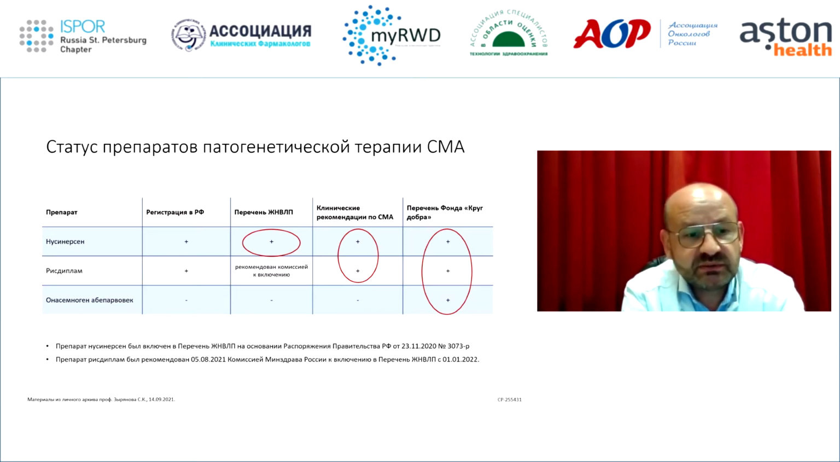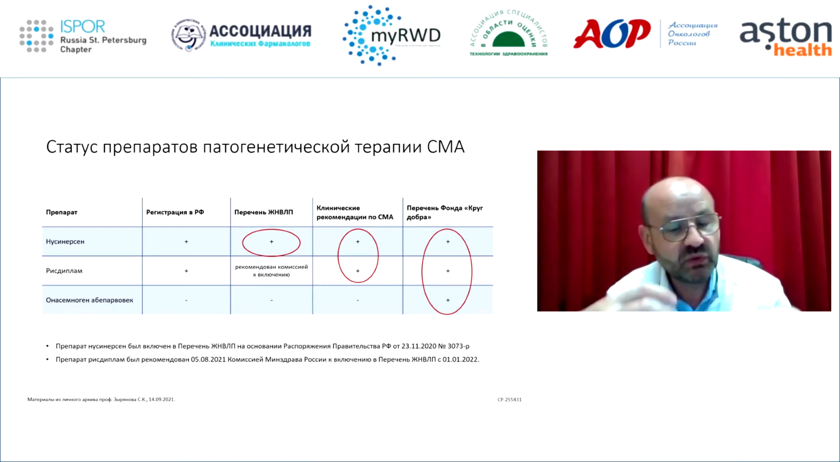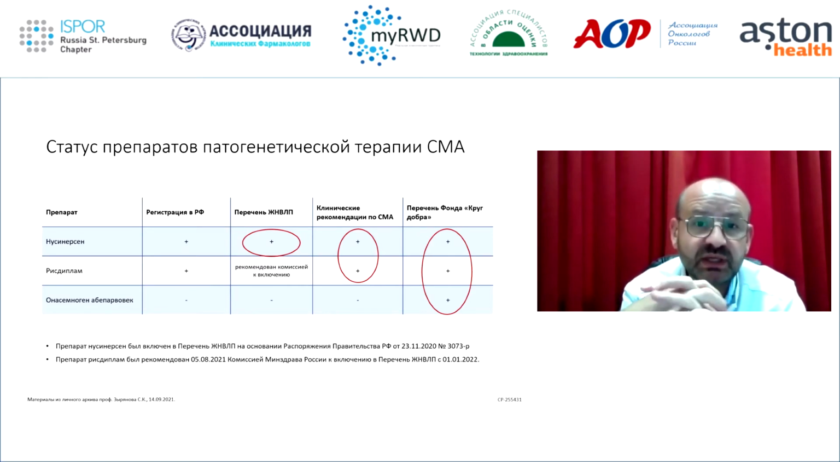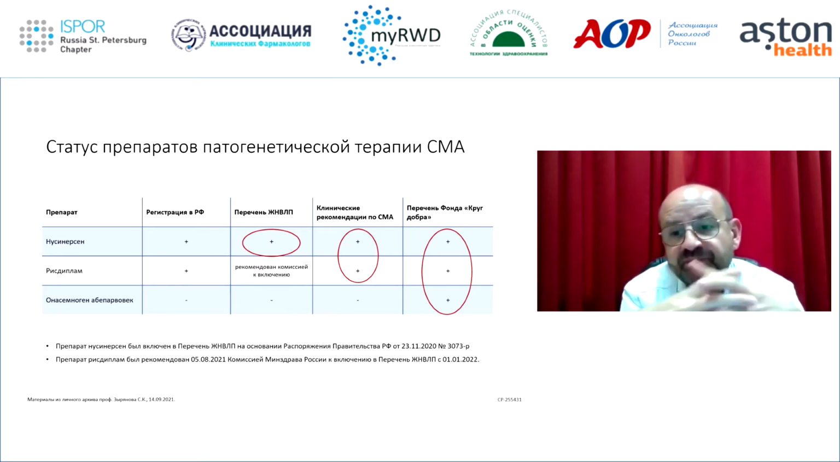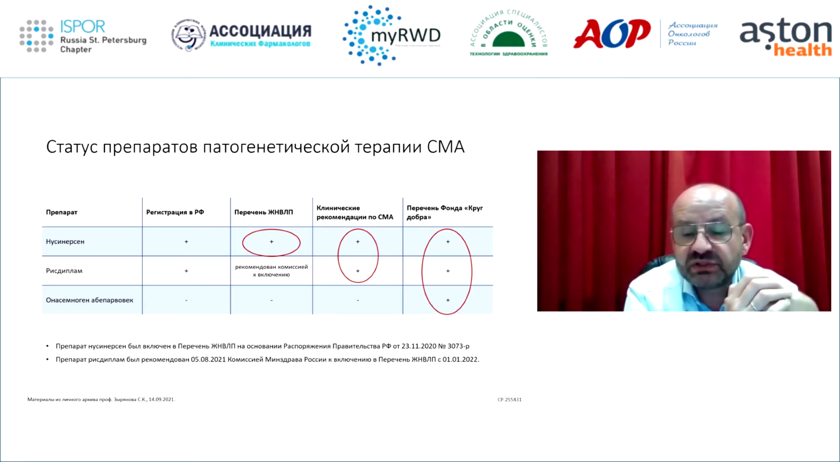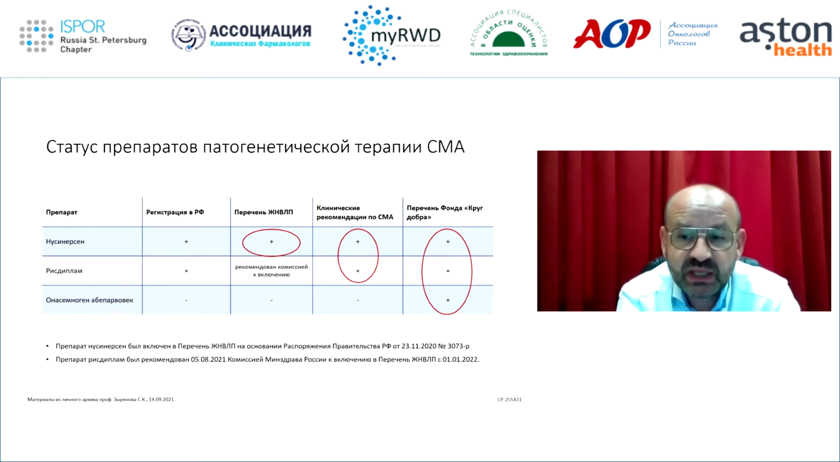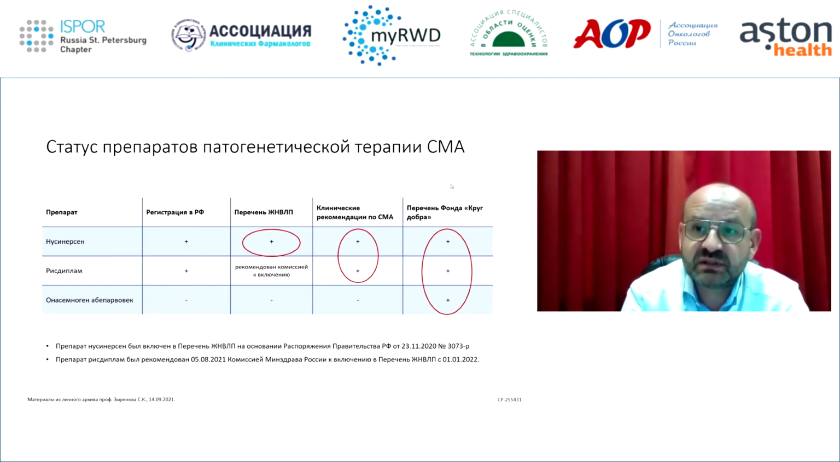As I said before, only two drugs have been registered in the Russian Federation. That's nusinersen and risdiplam. The third one will probably be registered soon. Both of these drugs are on the essential drug list, and risdiplam has been recommended to be put on the essential drug list. And you can see more or less patients have access to SMA treatment. Even unregistered drugs can be purchased by patients.